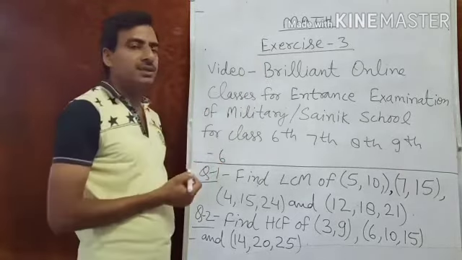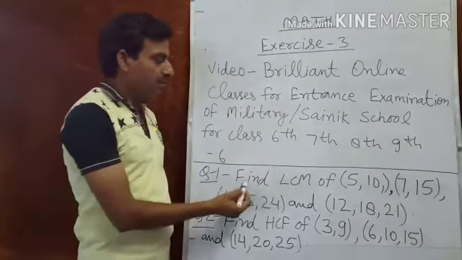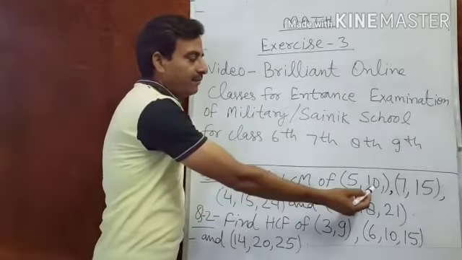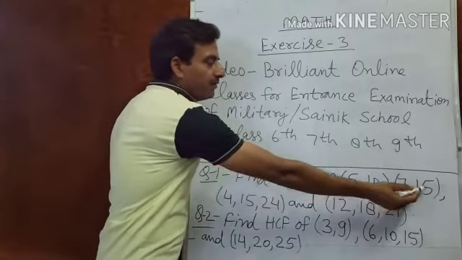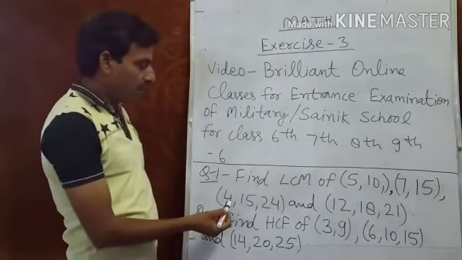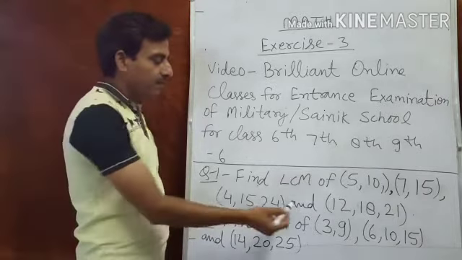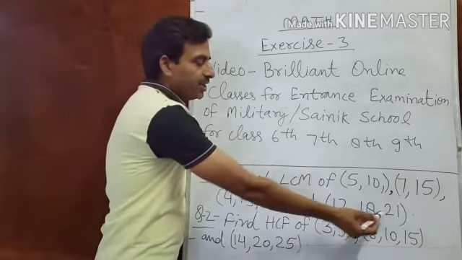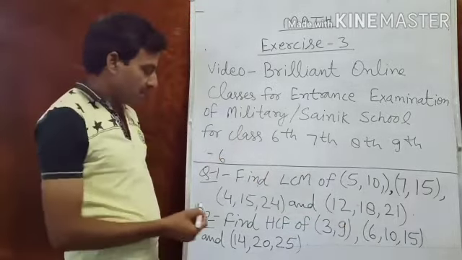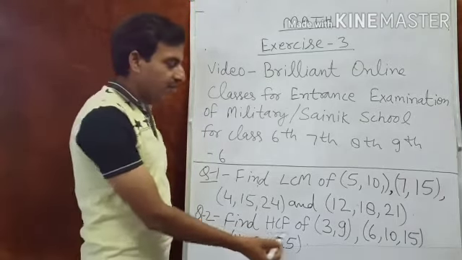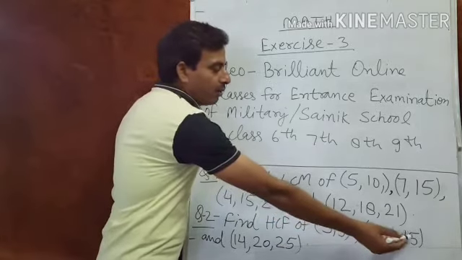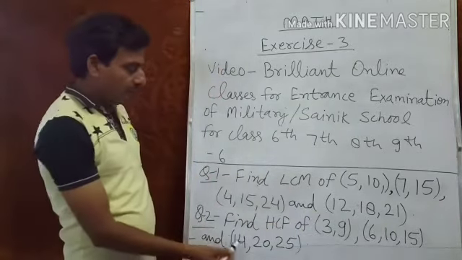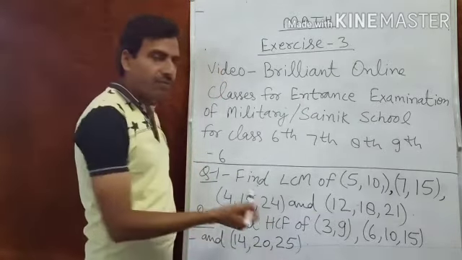Exercise number is 3. Question number 1. Find LCM of 5, 10, 7 and 15, 4, 15 and 24, and 12, 18, 21. Next, question number 2. Find SCF of 3, 9, 6, 10, 15, and 14, 20, 25.